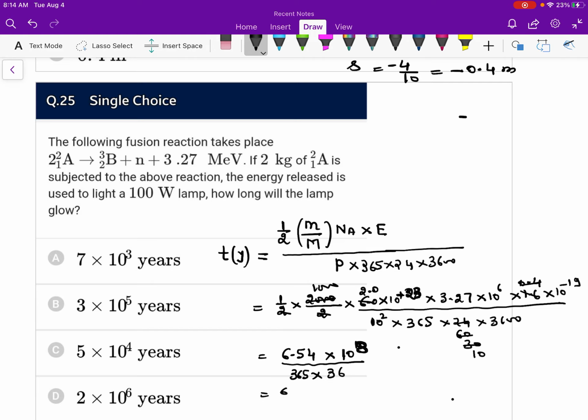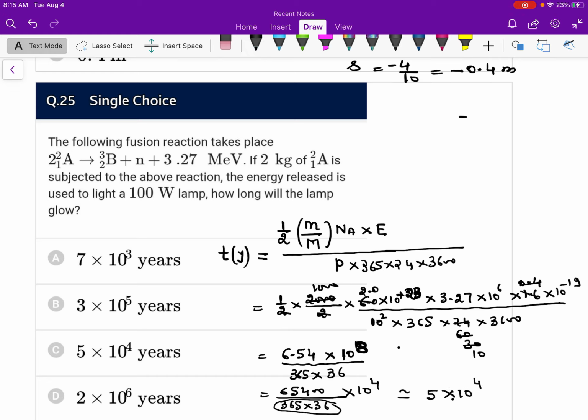All right, so this is 65400 upon 365 into 36 into 10 to the power 4. So this number in denominator is roughly 12,000. 365 into 30, that is 10,000 something. So this number is roughly around 12,000, and the above number is 6 lakh. So 12,000, 60,000, sorry. So 60,000 upon 12,000, so roughly it is 5. So we can calculate it as 5 into 10 to the power 4.